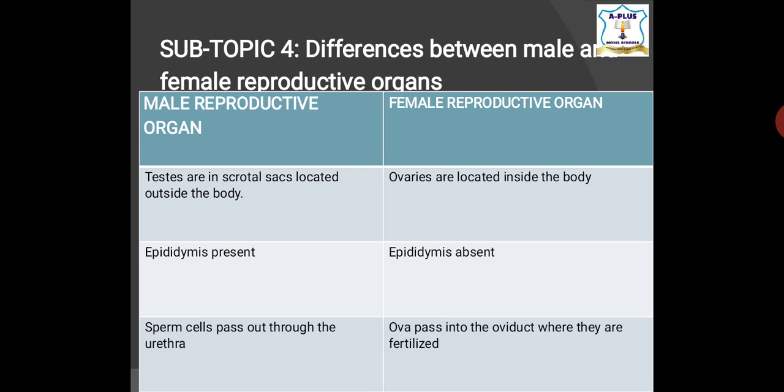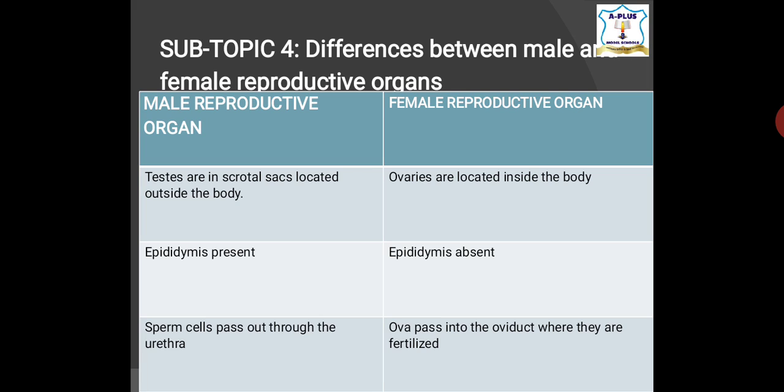Epididymis is present. That epididymis helps to what? To store the sperm. That is the work of the epididymis. It helps to preserve the sperm and store it. And epididymis is absent in the female reproductive organ.